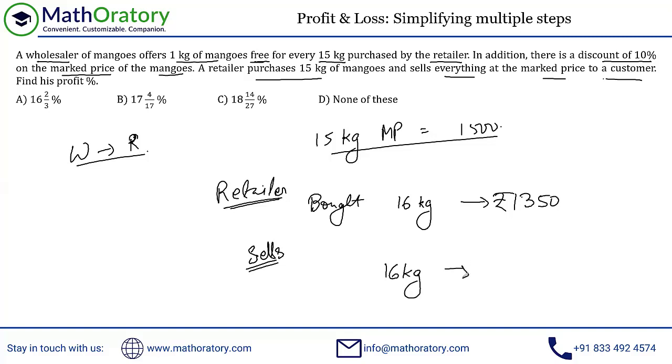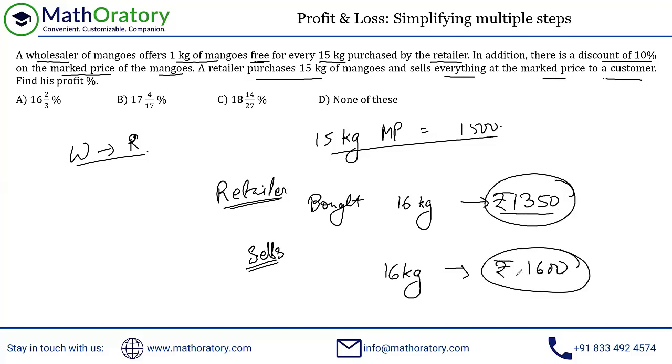Now the price at which he sells is the rate of the marked price, right? So 15 kg marked price is 1500. So 16 kg marked price should be 1600. So 1350, 1600, there's a profit of 250 out of 1350. That should be the profit percentage.